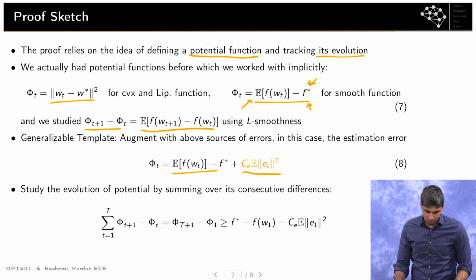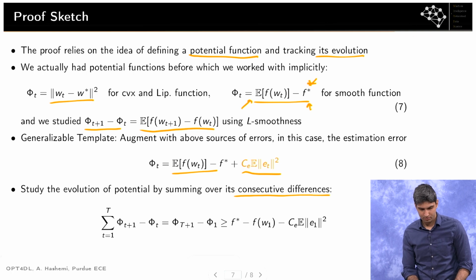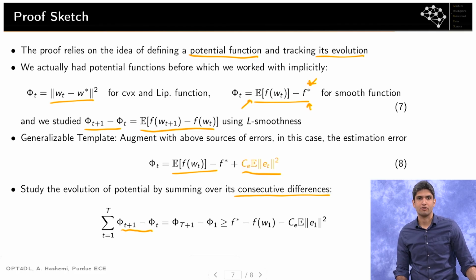After defining the potential function, we're going to study its evolution, and by that we mean we're going to sum over its consecutive differences. So, again, sum over time phi t plus 1 minus phi t. The reason we are doing this is because we want to leverage the telescoping sum that we have seen numerous times in the class before. So this is basically going to telescope, which means I'm going to be left with the last term minus the first term.